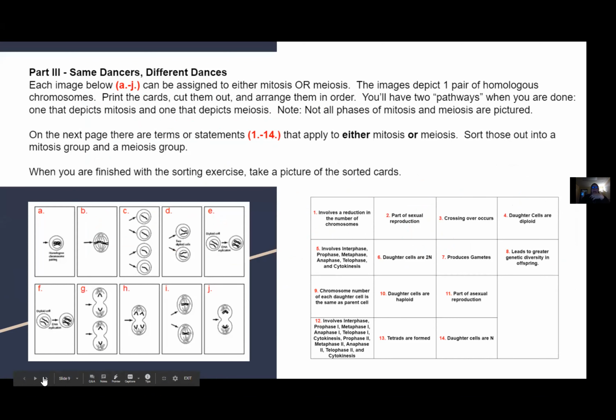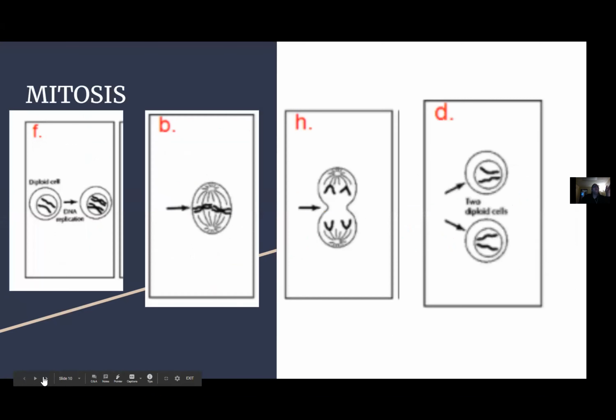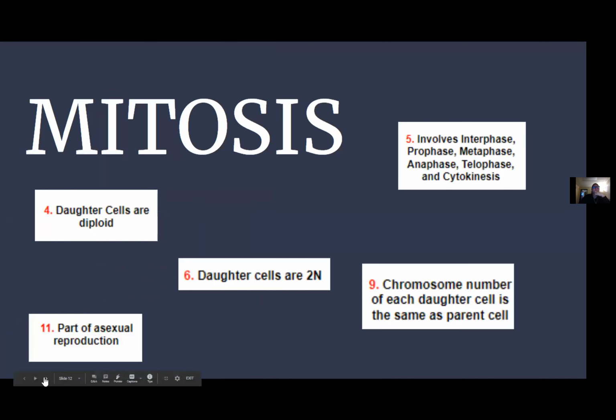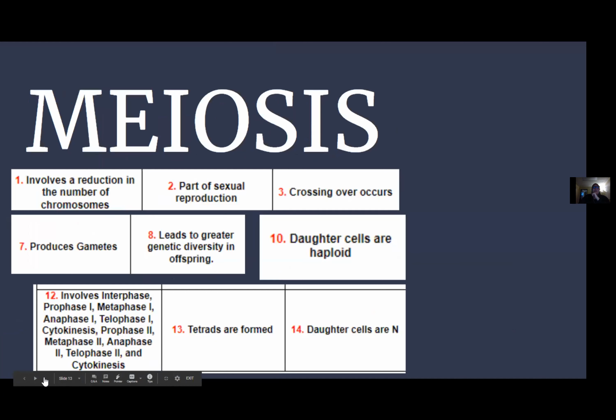Part 3, we did kind of as a group in breakout rooms too. This is the correct order for mitosis. Pause here. I recommend redrawing. Meiosis, pause here if you need to look at this. And then we talked through the numbers. This is all the ones that go with mitosis. This is all the ones that go with meiosis.